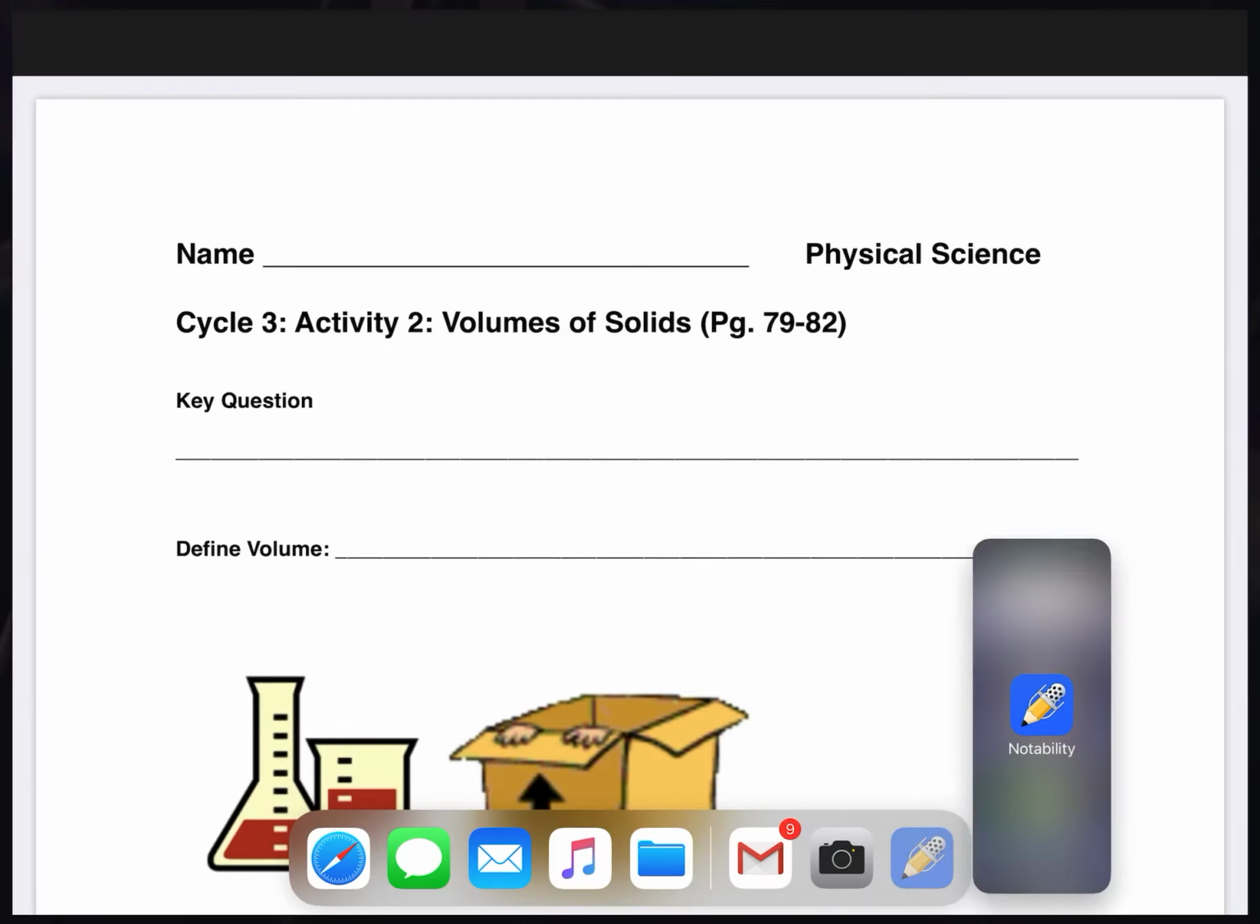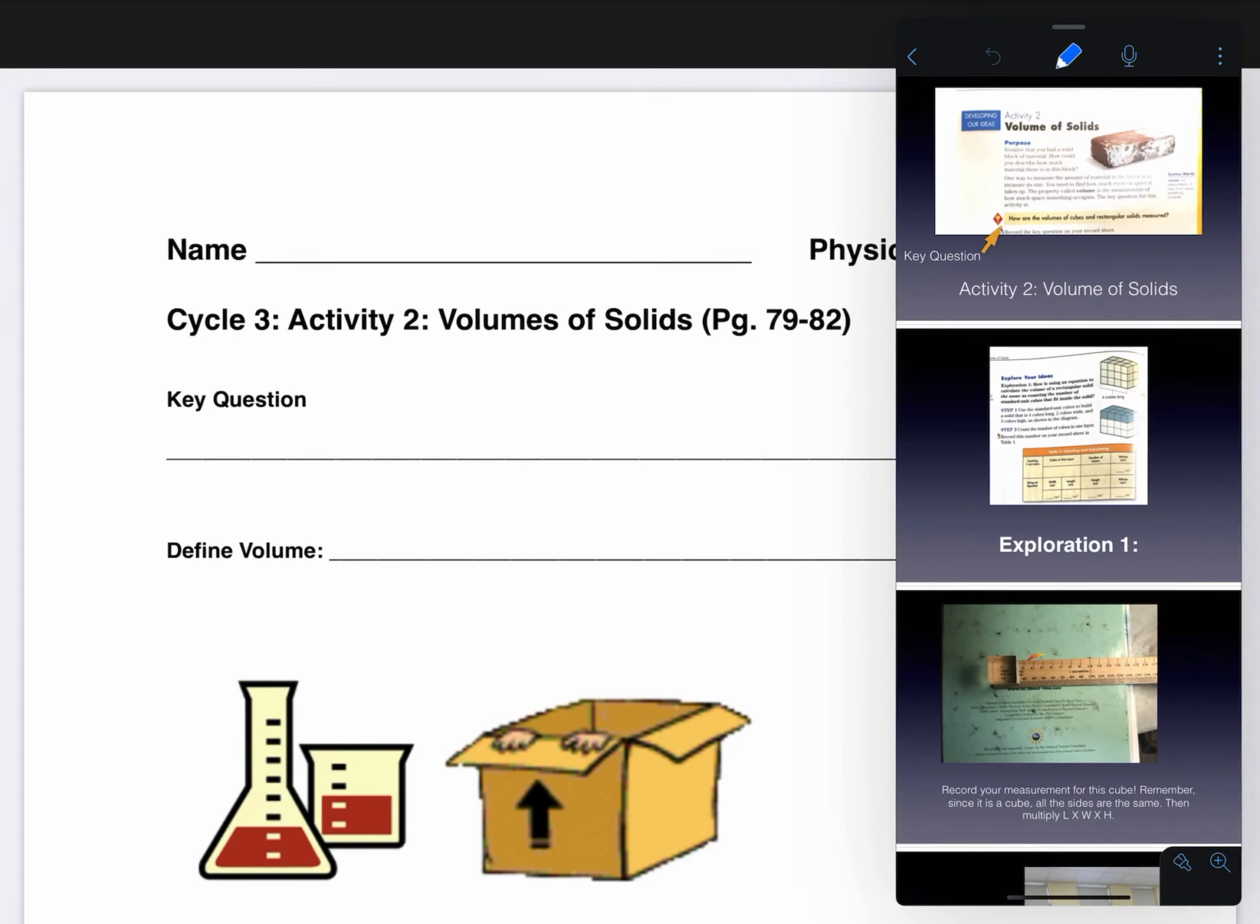No, come on. There you go. Alright, for whatever reason it just wants to do the short screen.